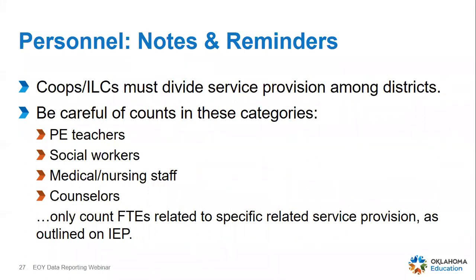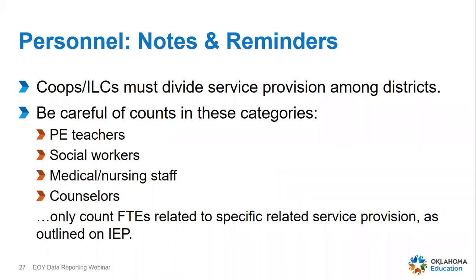So co-ops, interlocals must divide service provision among the districts. So if you have a paraprofessional or a related service provider who's working through a co-op and that person serves 5 different districts, let's say they're full-time, but they serve students from 5 different districts throughout the week, the co-op or ILC needs to break that out for the districts so that they know that the SLP works 0.2 in this district, 0.5 in this district, 0.1 and 0.1 in the rest of the districts, okay? It has to be broken out by the co-op because the districts won't necessarily know how that should be, okay?